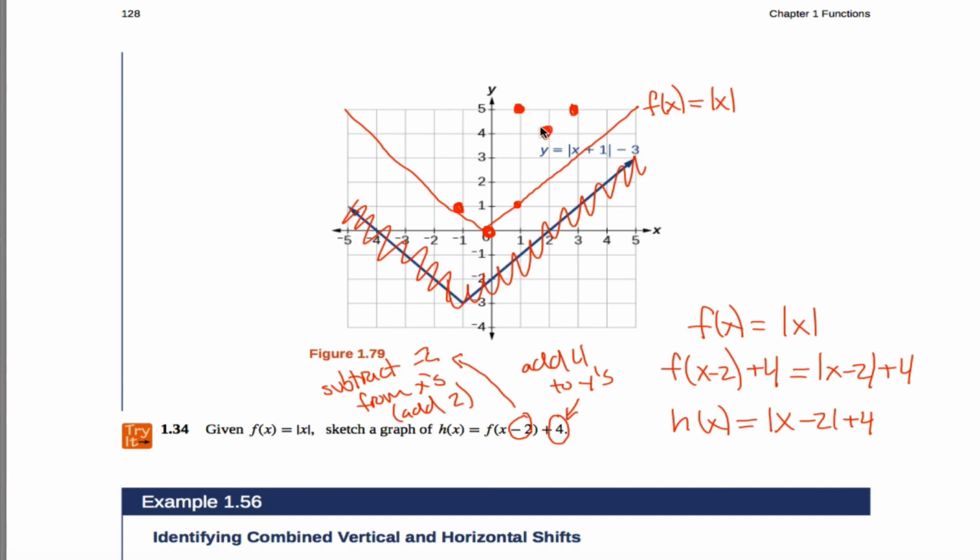Wow, it's hard to connect. It's hard to draw straight lines on a computer. I'm going to go ahead and call that good. I'm going to call that h of x from this problem here.